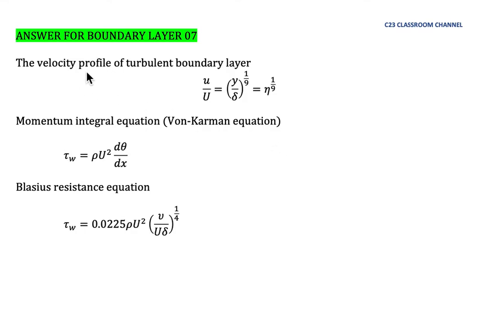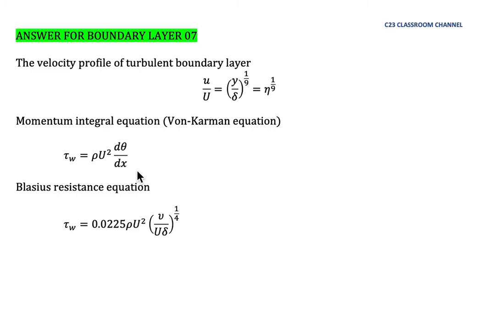So let's say we have a velocity profile of turbulent boundary layer, written as u over U equals y over delta to the power of 1 over 9, or equal to eta to the power of 1 over 9 here. And then we have shear stress from the von Karman equation or momentum integral equation, rho U squared d theta dx.